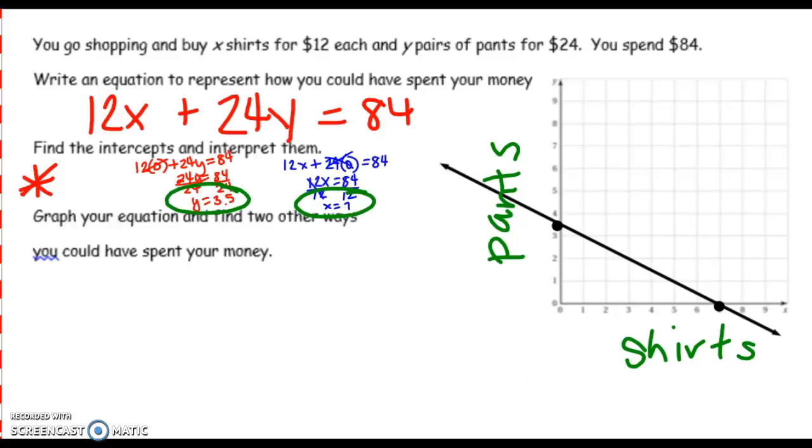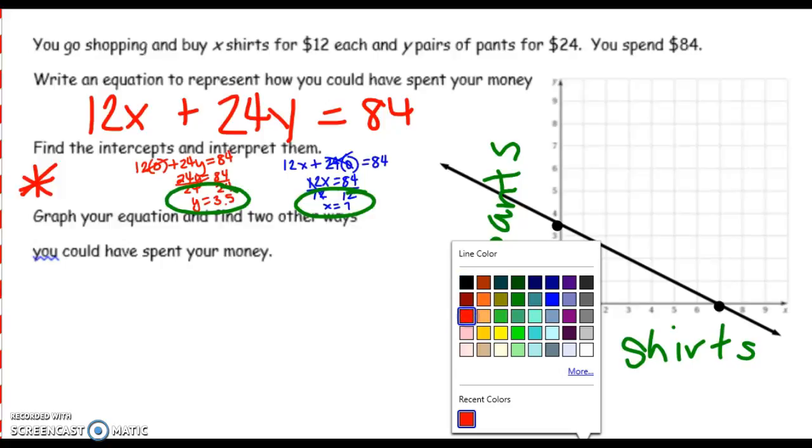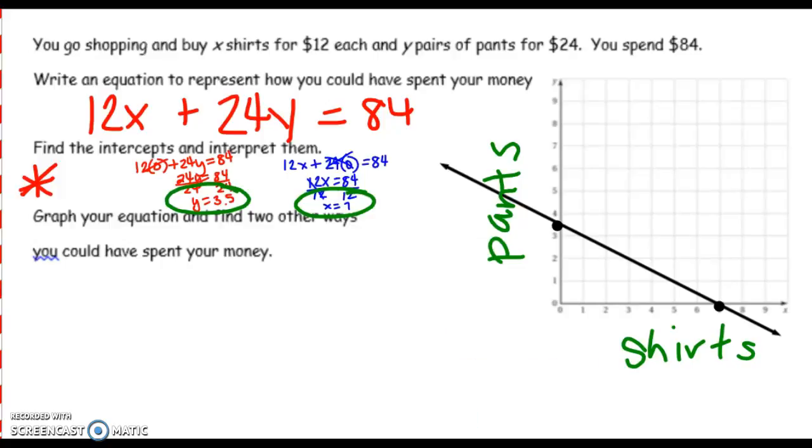perfect coordinates. So those locations would be, I'm going to change the color so you guys can see this. So those locations would be, I think right here is a perfect one. And right here is a perfect one. Now, that's going to tell me that my ordered pair would be 1 shirt and 3 pairs of pants.